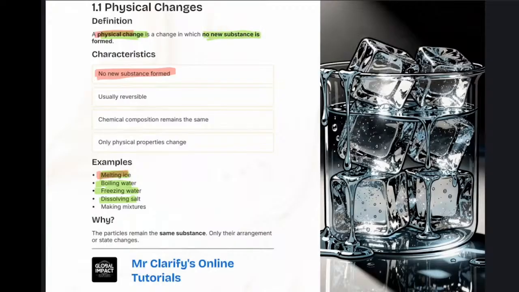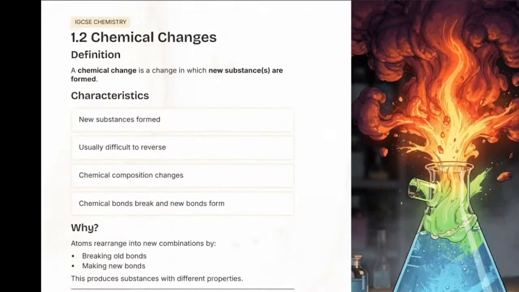Always remember this. When you change state, it's not a new substance. When water, which was liquid, becomes ice blocks, this is not a new substance, it's the same substance. Only that the state has changed. But when we have a reaction, a new substance is formed. So that's the only thing which we have talked about so far.